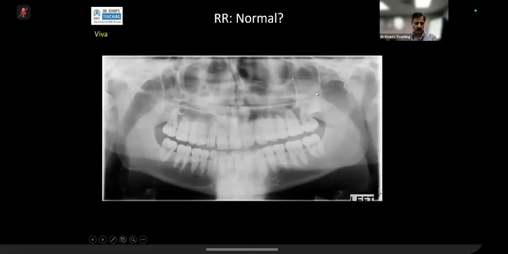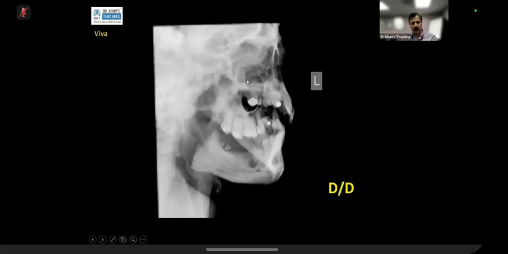Normal, abnormal? Abnormal. There is left-sided temporomandibular joint dislocation and probably on the right side too. So bilateral TMJ dislocation. Excellent. So this should have been sitting here, and this should have been sitting here. Bilateral TMJ dislocation.